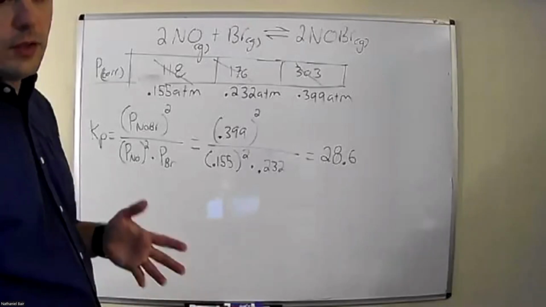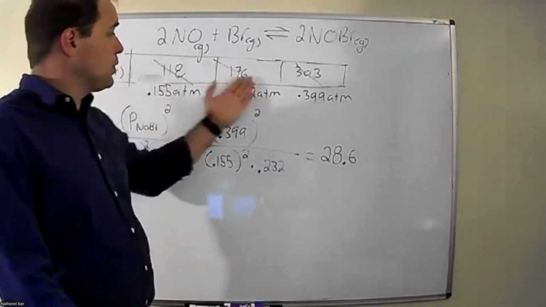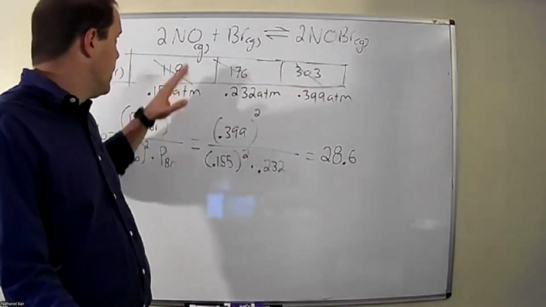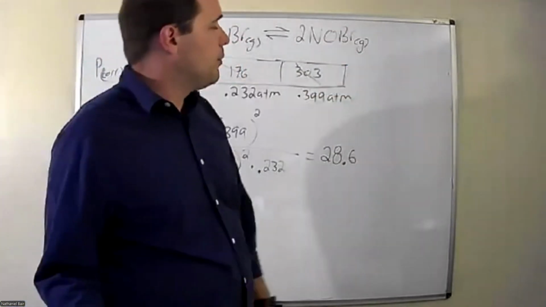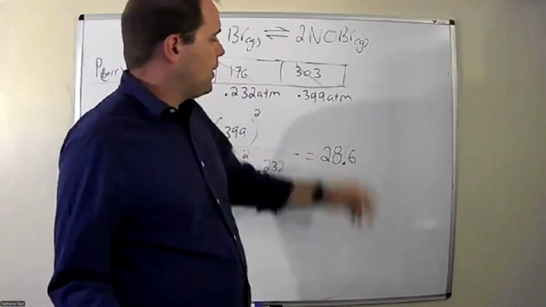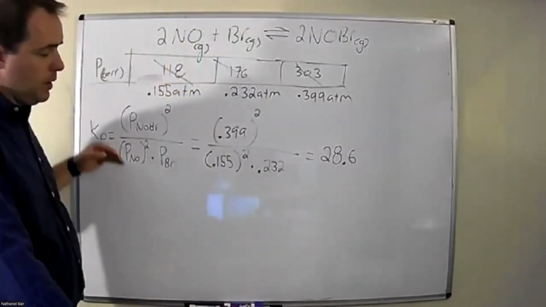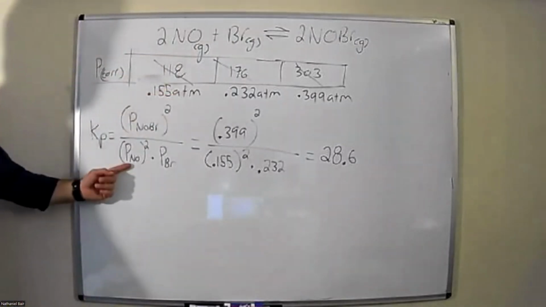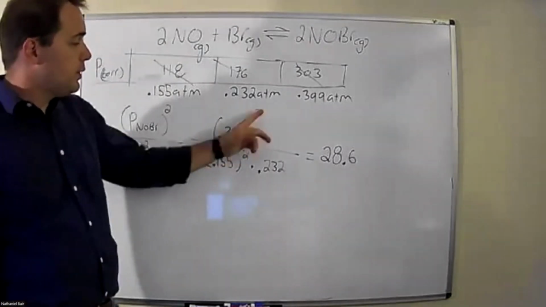All right, I got 28.6. So first thing, you have to divide these all by 760. I got 0.155 atmospheres for NO, 0.232 atmospheres for monoatomic bromine, and 0.399 atmospheres for NOBr. And then I wrote the Kp expression: partial pressure of NOBr squared divided by partial pressure of NO squared times partial pressure of bromine.